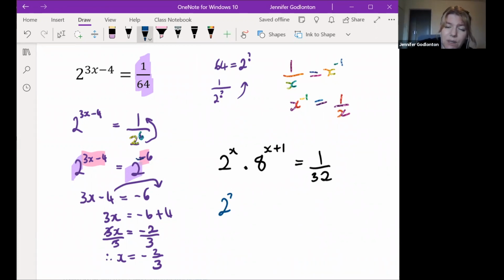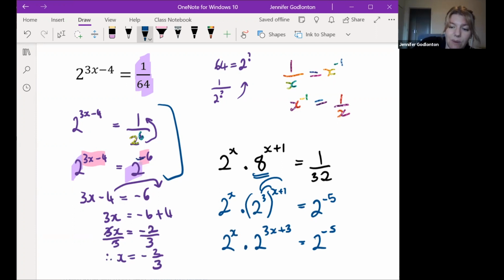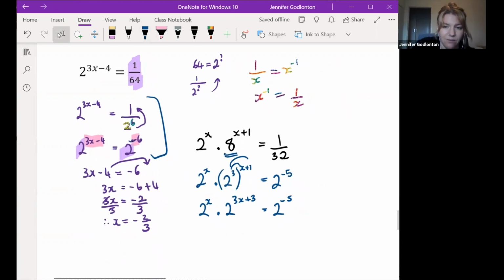Okay. So when we keep that 2 to the power of x, and to change this 8 to be a base of 2, we're going to say that's 2 to the power of 3, x plus 1. And then this is going to become 2 to the power of -5. And we're going to follow the same process we did for that one over there. Now, when we have this case, we have to distribute that. So it's going to be 2 to the power of x times 2 to the power of 3x plus 3 is equal to 2 to the power of -5.